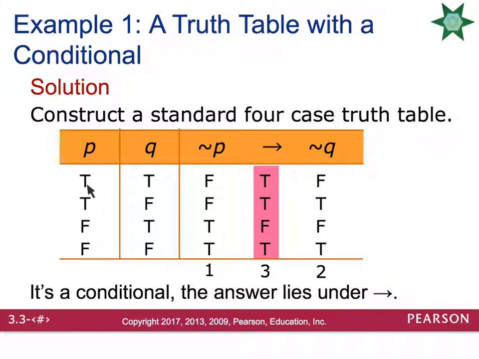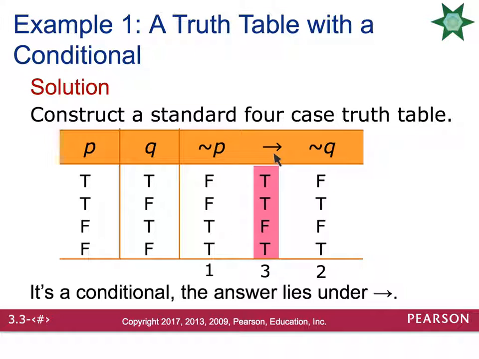When P is true, then negation P is false. So we have TT and then becomes FF here. And then when P is false, negation of P becomes true. So we're going to write these out first, negation P. And then we also need negation Q. So negation Q would be FT, FT. We just change those to the opposite.